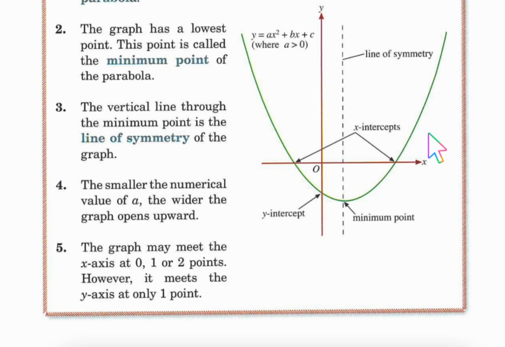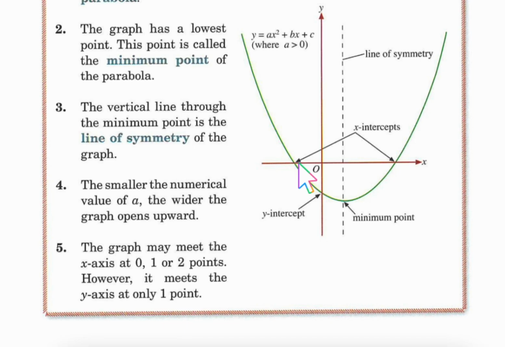And then the smaller the numerical value of a, remember with the multiplying by a decimal or a fraction, the wider the graph is going to open upwards because you're creating lower or smaller values. And then, vice versa, the bigger the number is for the value of a being multiplied by x squared, the more narrow it'll be, because then you have really high values that you have to reach all the way up and stretch. Okay, and lastly, the graph may meet the x-axis at 0, 1, or 2 points. Okay, but it's always going to meet the y-axis at only 1 point.